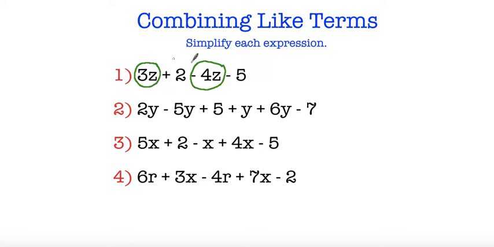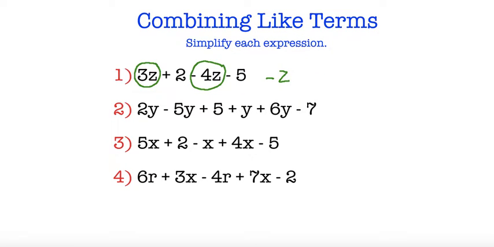So here we have 3z and negative 4z, and in our expression, these are the only two like terms. So we're going to combine them. 3z minus 4z, my signs are different, so I'm going to subtract. So when I subtract, I get 1z or z. I don't have to put the 1 in front of it. And because the number with the greatest absolute value is negative, our z in this case is negative.